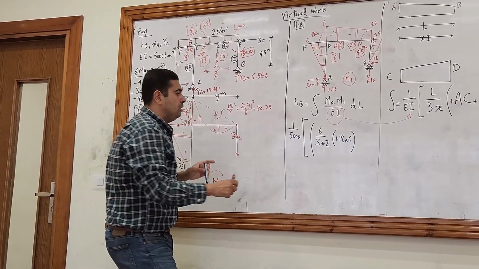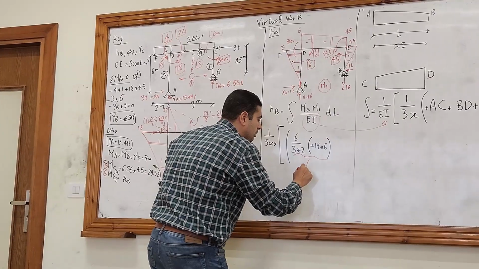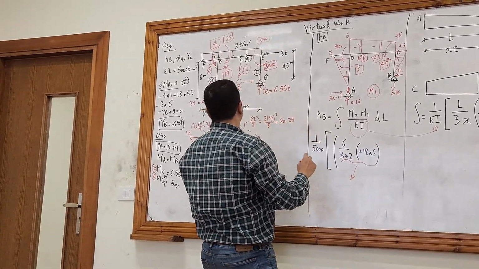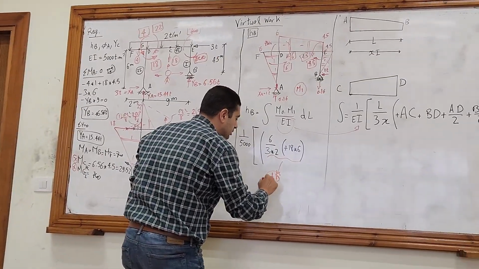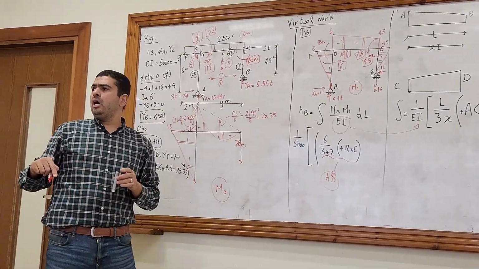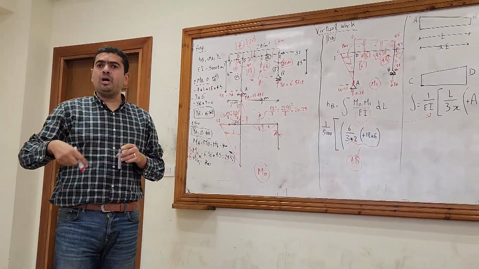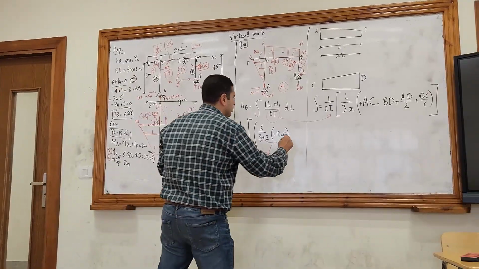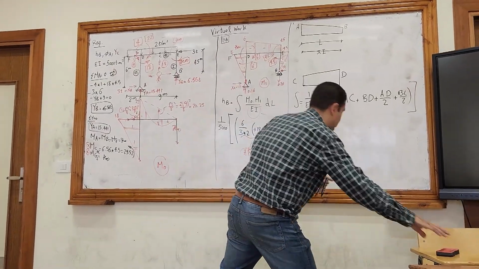Okay? What is this? This is for the member called AD. You are now going to a new member, right? When you are going to a new member, please put a positive sign.